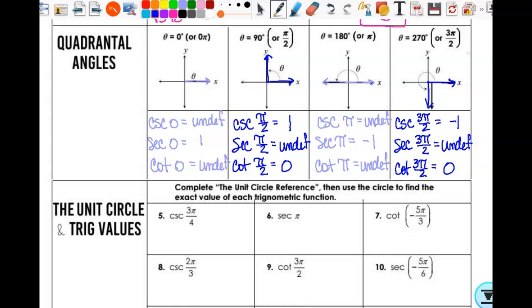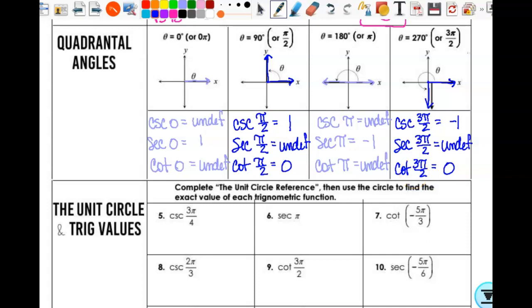So like I said, I couldn't say that the cotangent of 3 pi halves is 0 because the reciprocal of undefined is 0, because that's a false statement. Let me back up. I can say that the tangent of 3 pi halves is undefined, therefore the cotangent is 0. I can say it that way, but I can't say because it's the reciprocal of undefined.